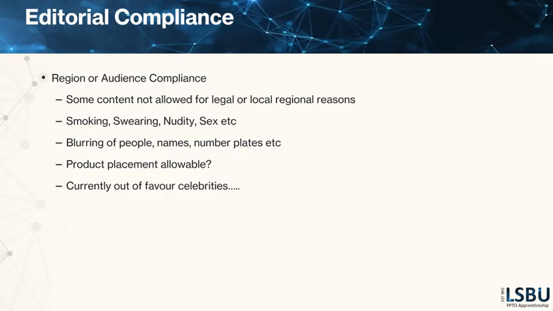Another form of checking is for editorial compliance. Different regions will have different rules, and I've touched on some of those already. Some content's not allowed for legal or local regional reasons: smoking, swearing, nudity, sex, etc. But also you might be protecting people's identity, especially in a documentary or news environment. So maybe that's going to involve blurring of people's names, or of their faces, or of car number plates, etc.